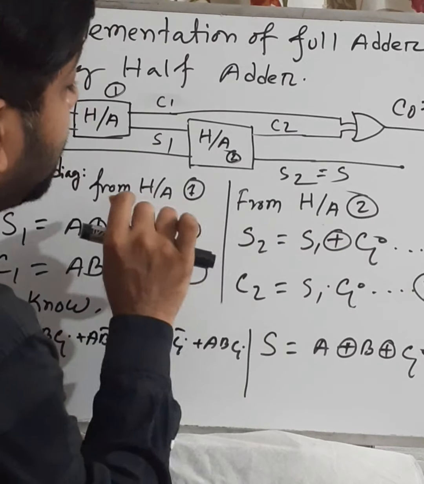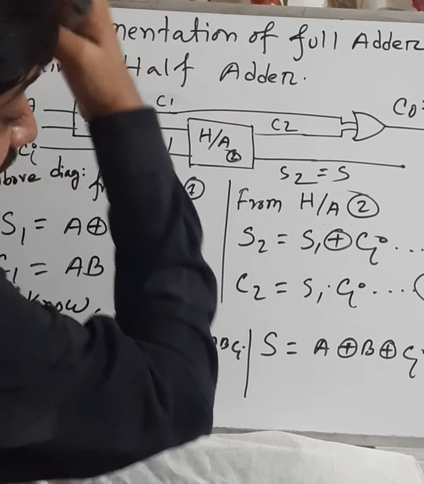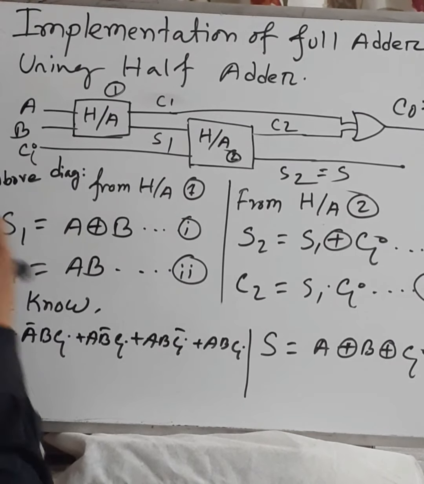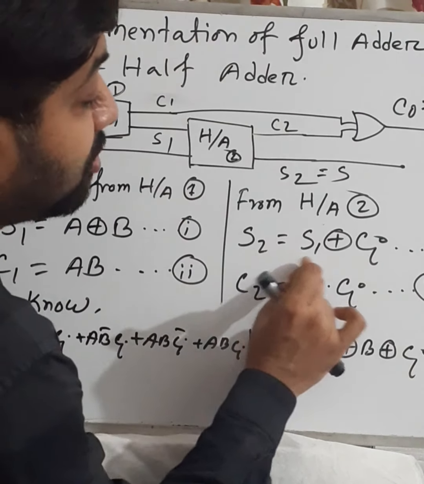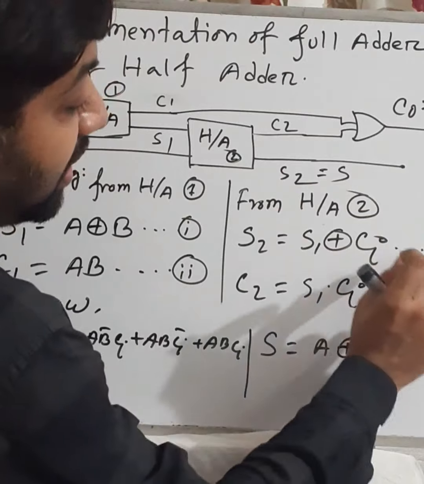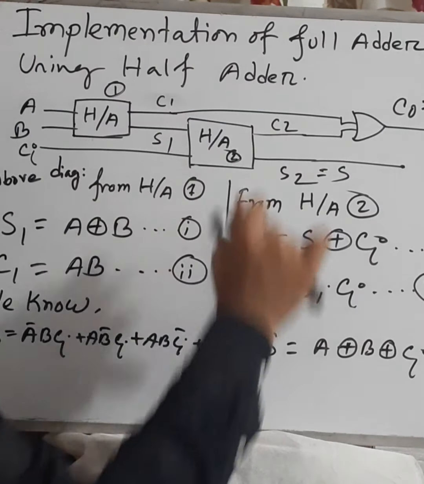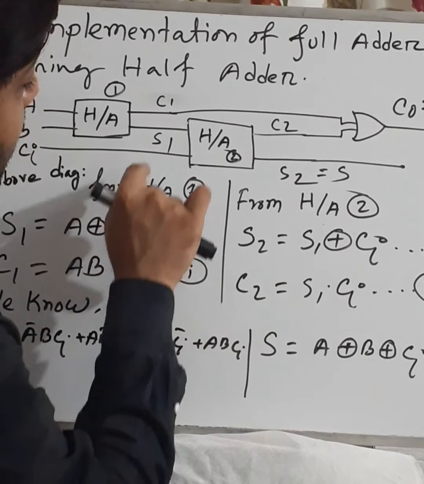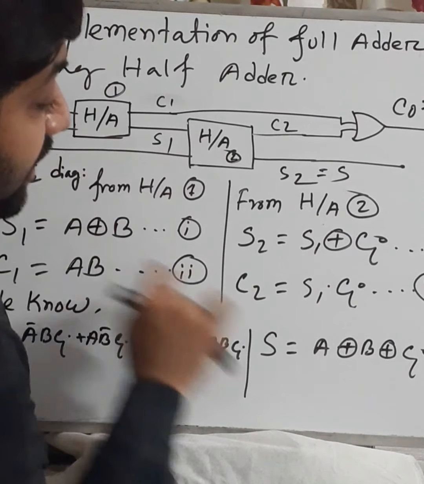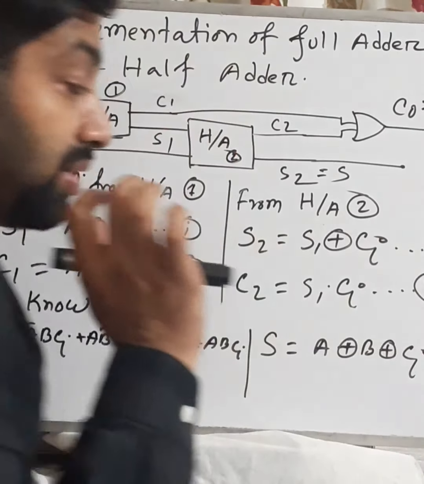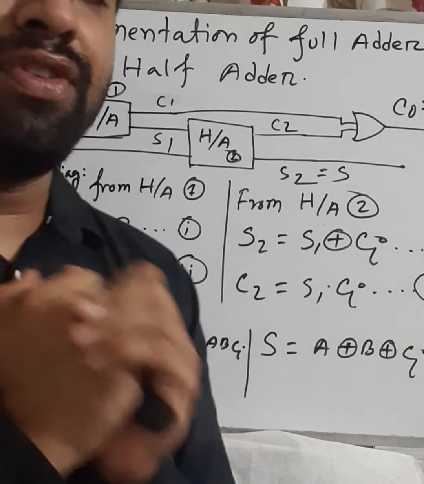Okay, then what will sum 2 be? In half adder number 2 we have S1 and Ci. Then sum 2 will be S1 exclusive-OR Ci. I wrote it down as equation number 3. And in C2 we will have S1 and Ci, so C2 will be S1 into Ci, and we call it equation number 4.